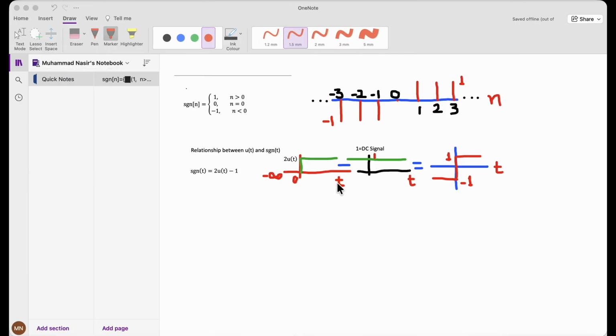For positive t, the amplitude of 2 u(t) is always equal to 2, and the DC signal has amplitude 1. If you subtract the DC signal from 2 u(t), for positive t the answer is 2 minus 1, which is 1. For negative t, subtracting 1 from 0, the answer is 0 minus 1, which is -1.